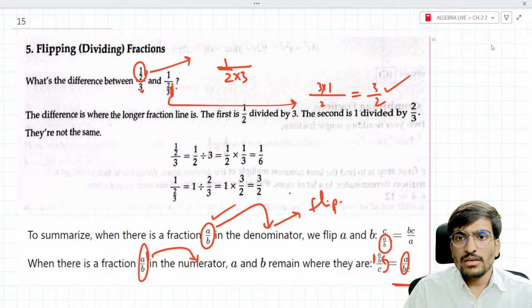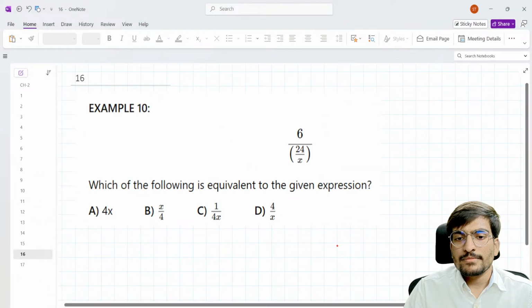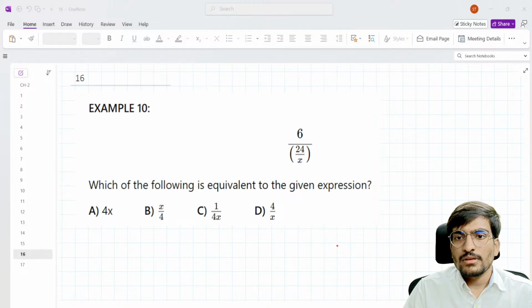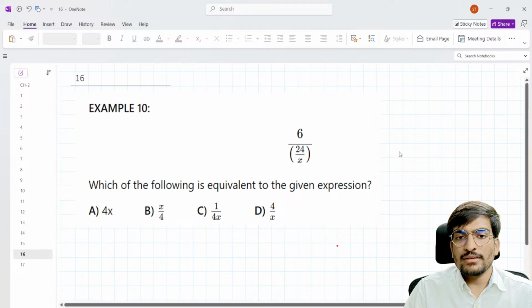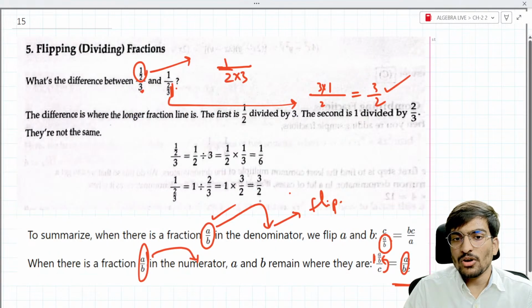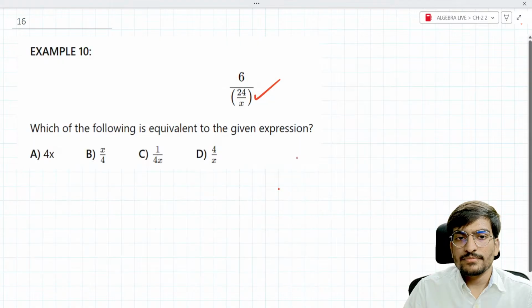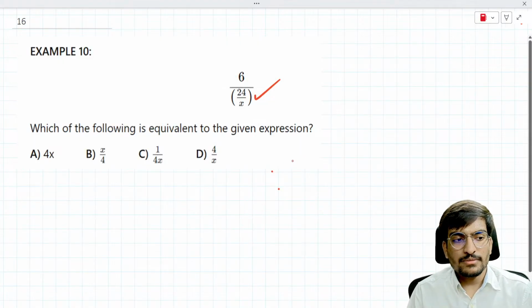Let's go for the last two. Now you can see the question. Saidur Rahman, answer it. What's the answer? A by b is in the denominator. What I said, when it is in the denominator, it gets flipped. So what will be the answer?